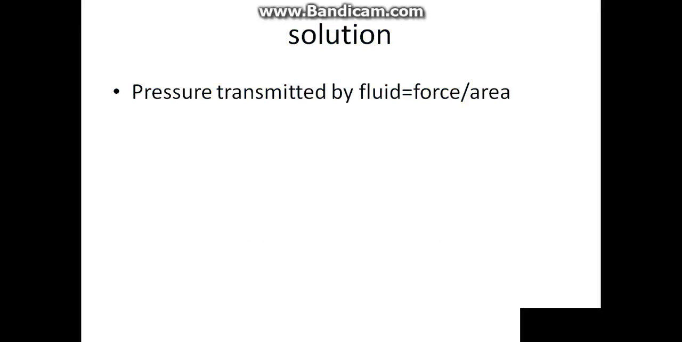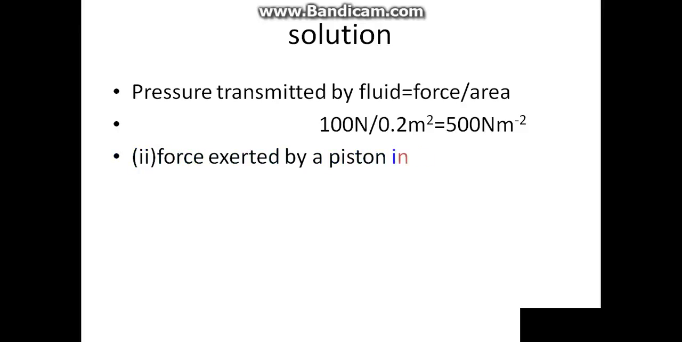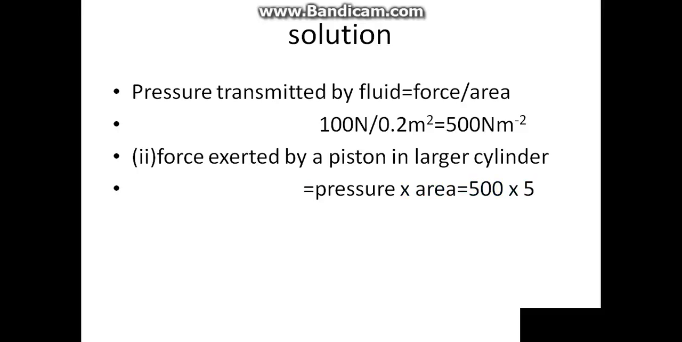Solution. Pressure transmitted by fluid equals force over area, which equals 100 Newton over 0.2 square meters, which is 500 Newton per square meter. Force exerted by the piston in the larger cylinder equals pressure times area, which equals 500 times 5, which will give us 2500 Newton.